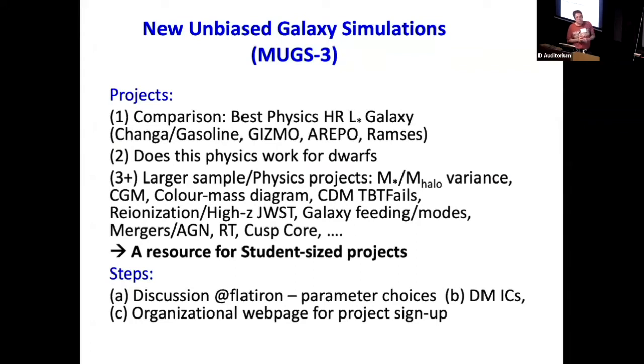Marta Reina Campos has a Gizmo version. We're talking to Oscar and potentially Hector for Ramses, and me for Chonga Gasoline. So this is a quick comparison just to establish a baseline and how these codes compare. Then, does that really work for dwarfs? If you shrink everything by a factor of 10 or 100 in mass for all the particles, does it still work? Our best galaxy efforts.